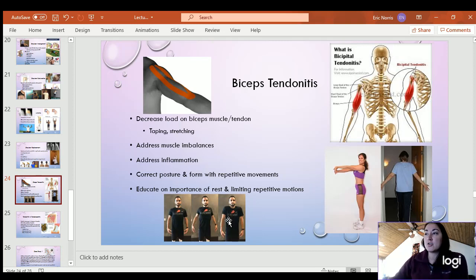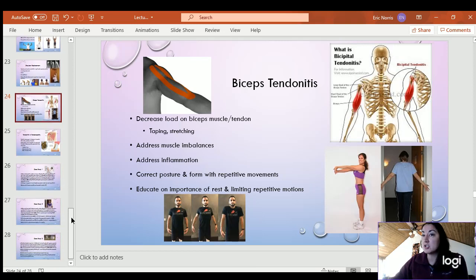And then make sure that they are educated on proper resting, on stretching, and limiting repetitive motion. So if it's somebody who's just doing this by working out too much, then educating them on limiting the repetitions, decreasing the weight, especially for now while we're focusing on decreasing inflammation, but also long term to keep from continuing this cycle.